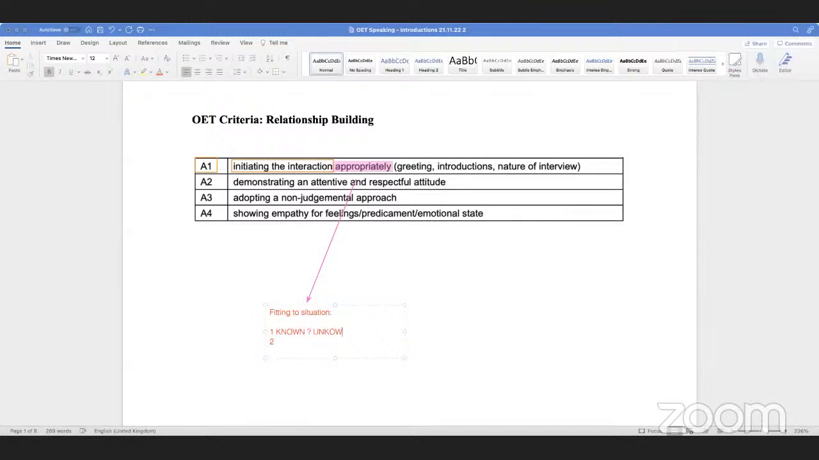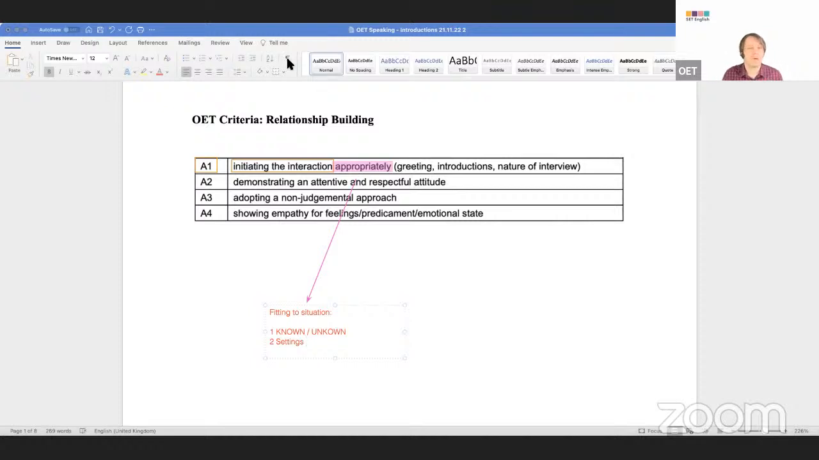So you don't want to make that mistake. If you know them already, you shouldn't be pretending that you don't know them. And the same way, if you don't know them, you shouldn't be using their name. What was the other thing that makes something fit a situation? Settings. Right place, right thing. So where you are and who that person is. These things will make your introduction appropriate.